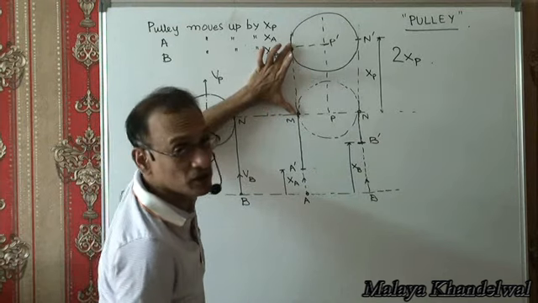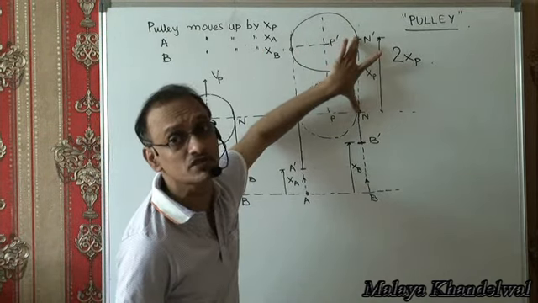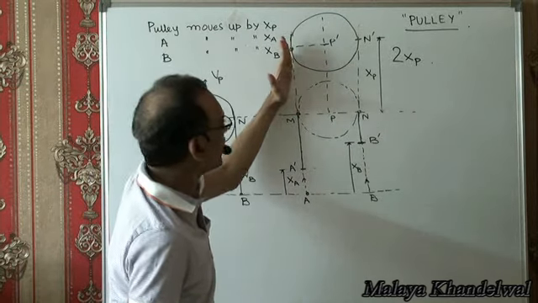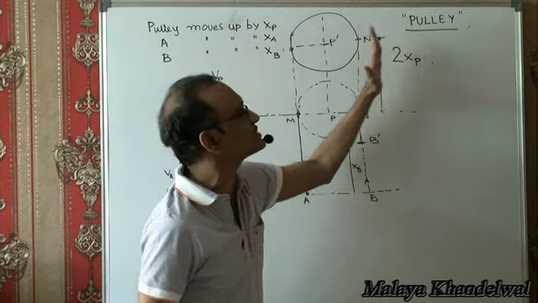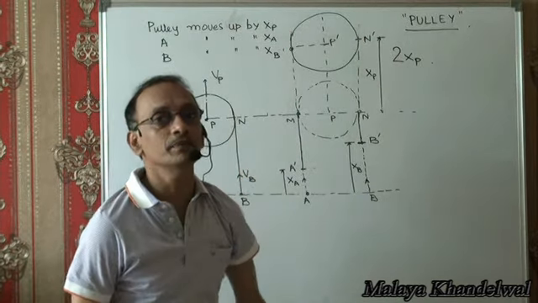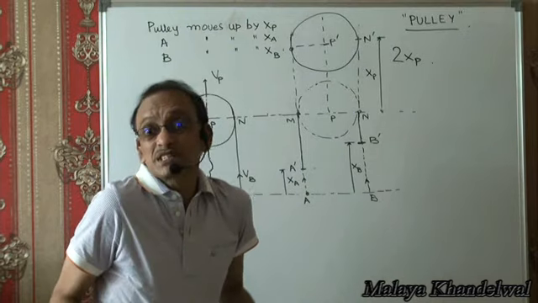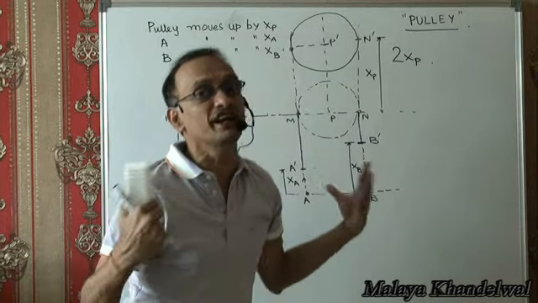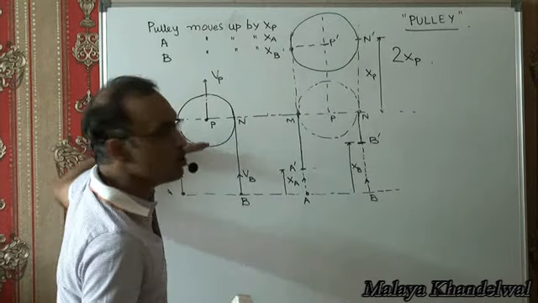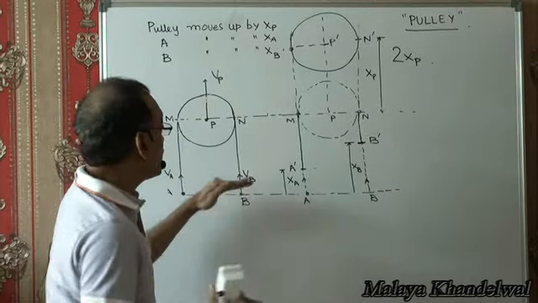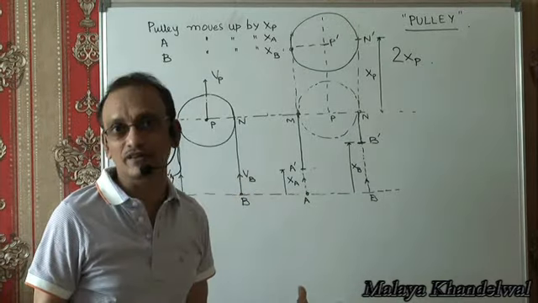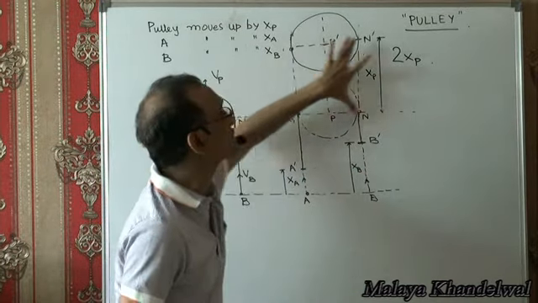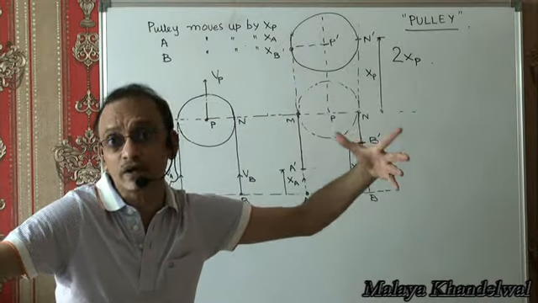Now the string is not extensible, right? I need this additional length of the string on this side and this additional length on this side. For the pulley to move up, I need xp available on this side and xp available on this side. That means I need 2xp available from the string. So somehow 2xp length of the string would have to be freed somewhere. Now if A moves up, it would free a certain length of the string. If B moves up, B would free a certain length of the string. Together they would free up the required length 2xp.